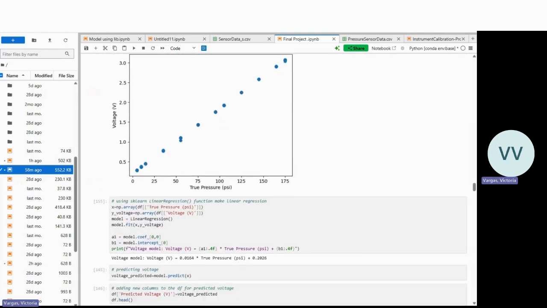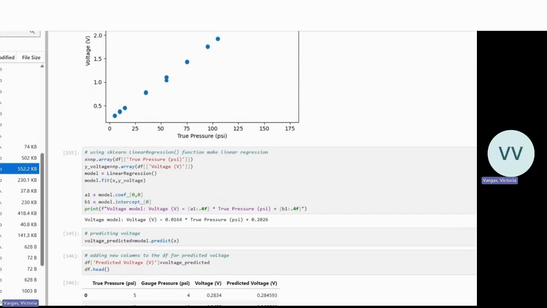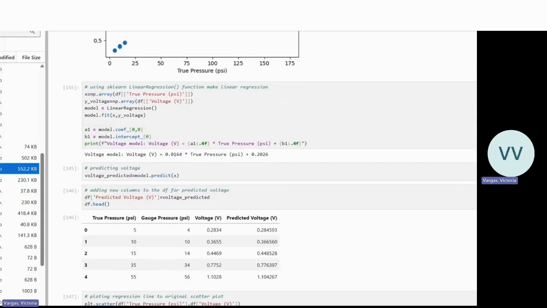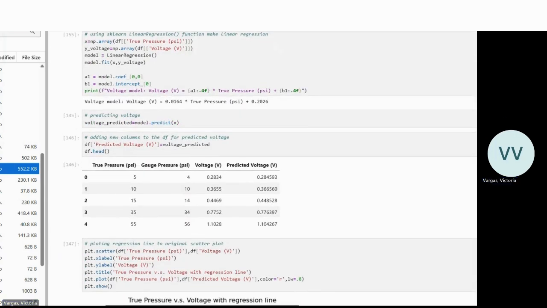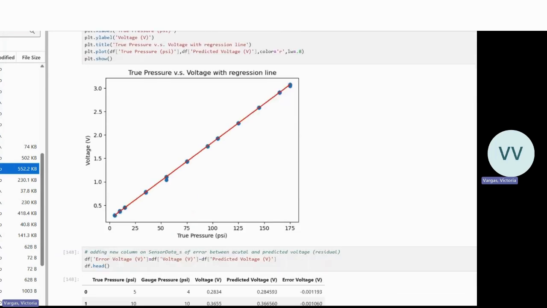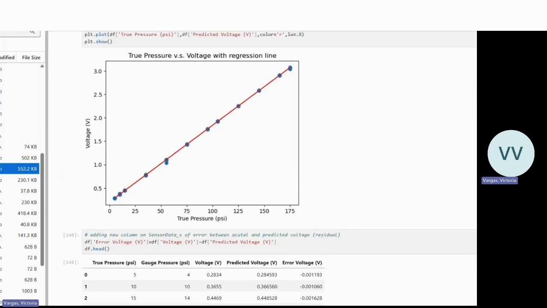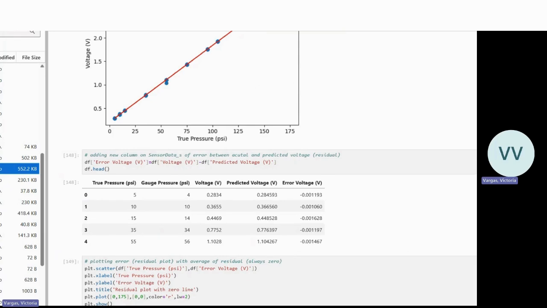So that's what I was able to do in these columns here. And the library I used is sklearn linear regression to overall make linear regressions and predict the voltage. So this code is able to build a regression model to predict the overall voltage to true pressure. So there is my regression line shown with the true original plot and then adding a new column in from, of course, the data that we had altered.